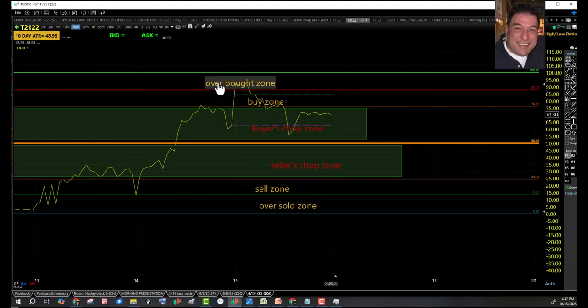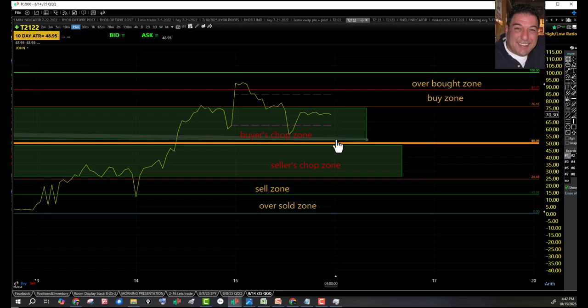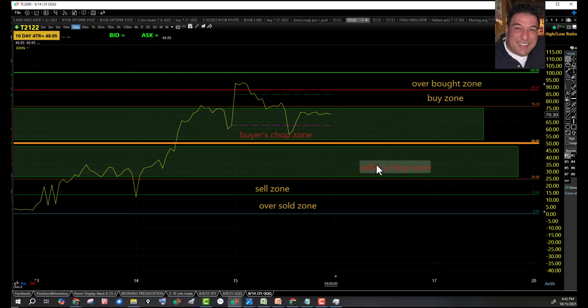T2122, price action for today, what is today, the 15th, okay. Yesterday we closed in the buy zone, today we opened up and we found ourselves up here in the overbought zone, okay, got thrown out by the bears, spent some time in the buy zone, and then took up the rest of the day inside of the buyer's chop zone. Okay, nice thing is we stayed out of the seller's territory altogether.